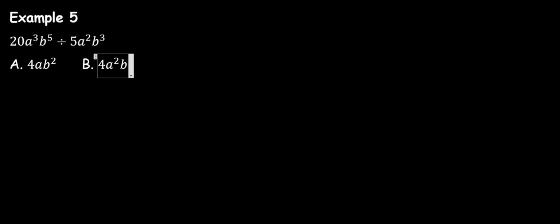Another example. 20a raised to power 3 times b raised to power 5 divided by 5a square b cube. A, 4ab square. B, 4a square b square. C, 4a square b cube. D, 4a square b raised to power 4. E, 4a cube b raised to power 5.